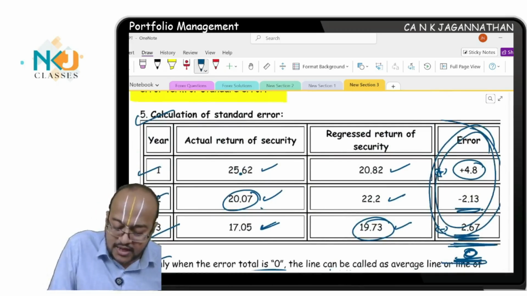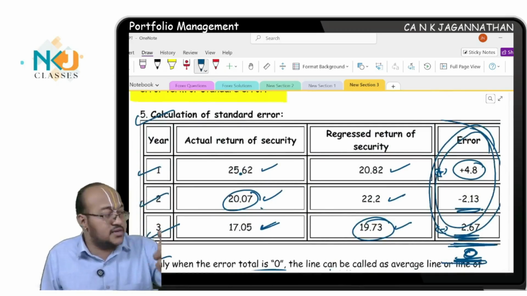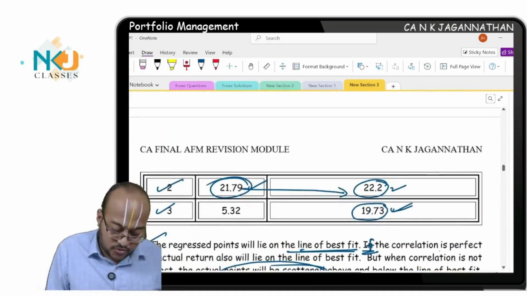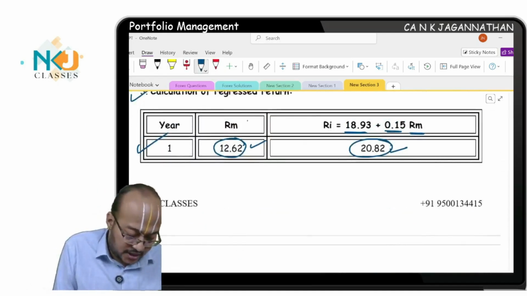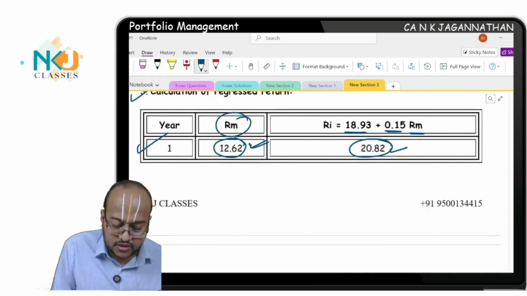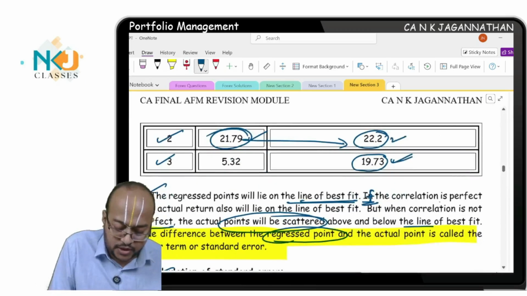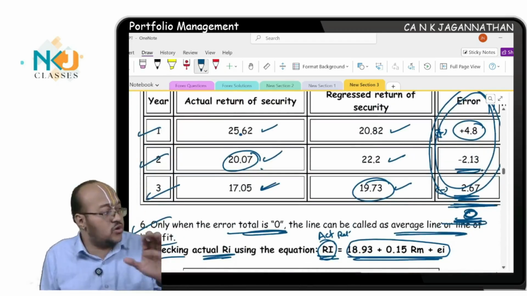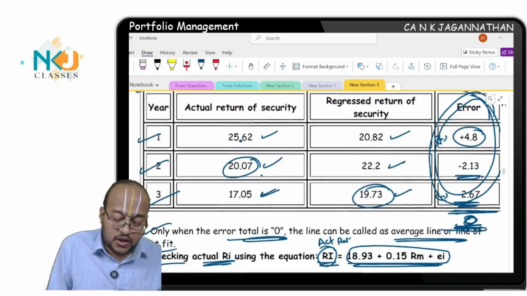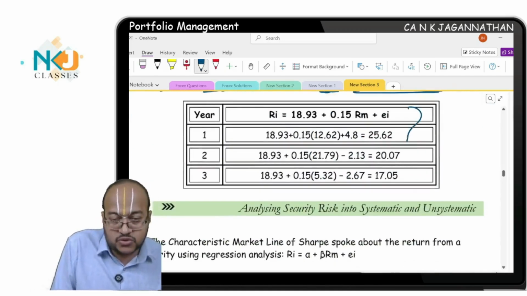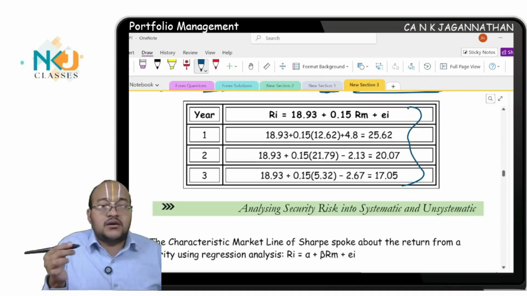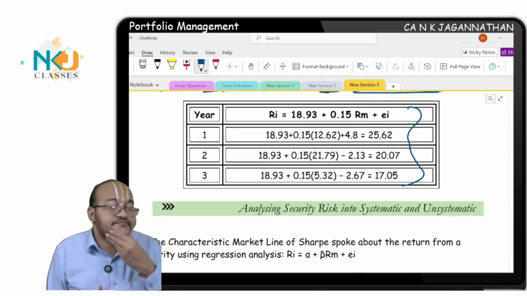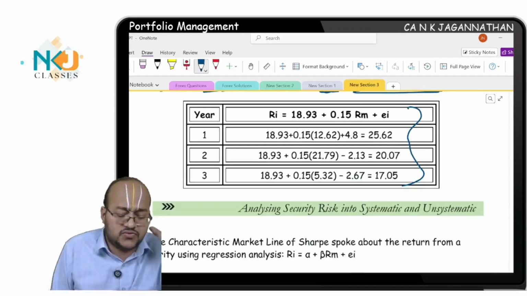Now using this Ri, if we plus or minus this Ri, this should give the regressive return. See, regressive return we computed like this. Agreed? See, Rm 12.63, respective years regressed return we computed. Agreed? Now respective years regressive return we already computed. Now if we compute using regression, adjusting the error term, are we getting the regressed return? This is what we are checking.